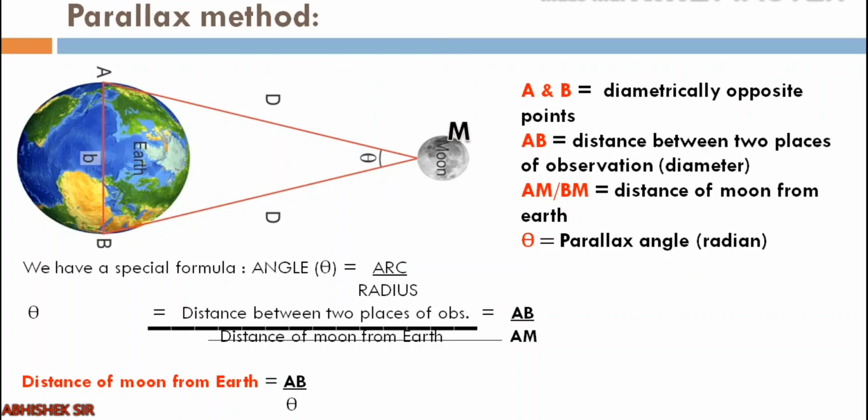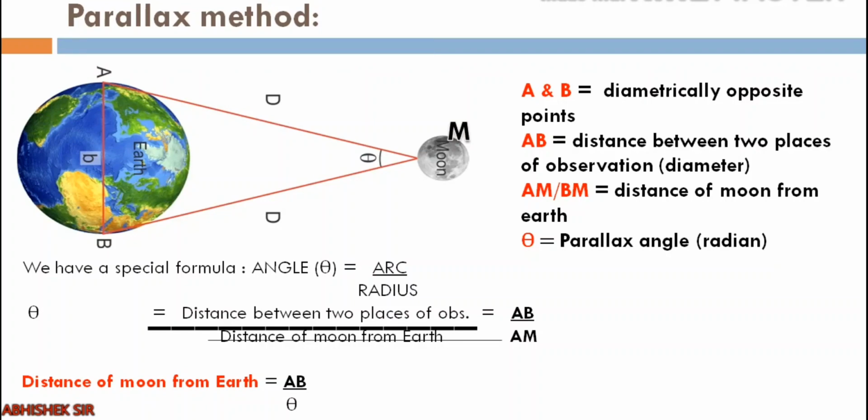So this method is very simple. You see, only three things we have to take care of: two distant places, the distance between the two places, and the angle. Clear? Remember, we are finding the distance of the moon from the earth. Clear? So let us see how we get the distance of the moon from the earth.